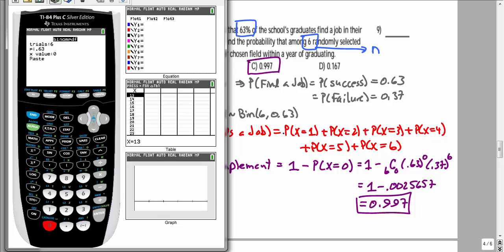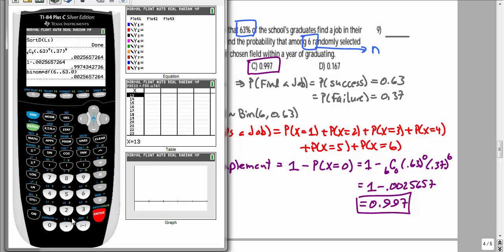Now if you wanted to do all of these, what you could do is set this up for each one and then add them all together. Okay, so here's my command. If you have binomial PDF and you don't have that other shortcut screen, you'd put in n comma p comma your value of x. And if you notice, I still get that same 0.0025657.